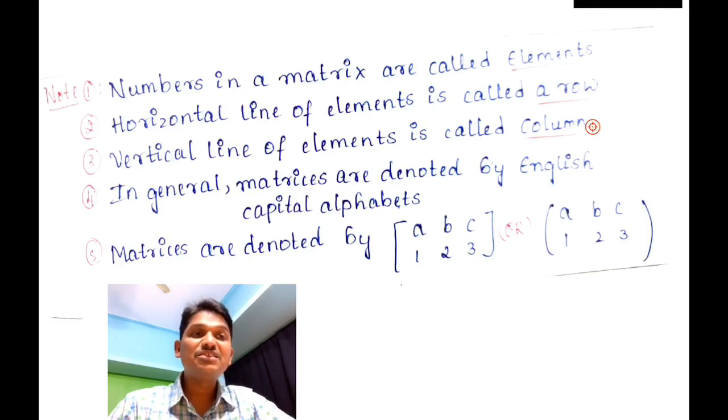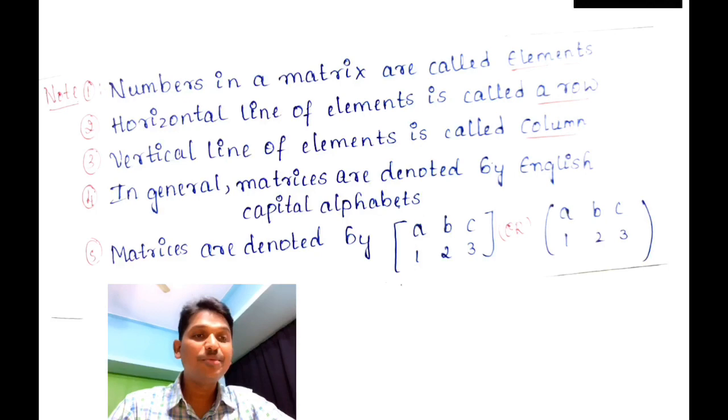Vertical line of elements is called a column. You see here, this is the first column. Look here, A1. This is the first column. This is the second column, third column, like that. So in this matrix, you observe, how many rows are there? How many columns are there?